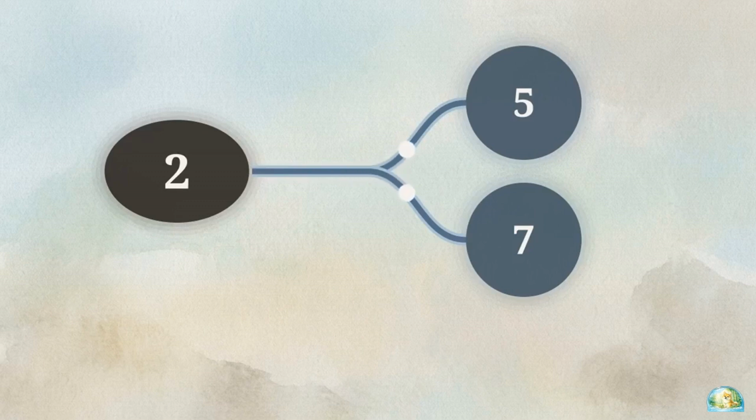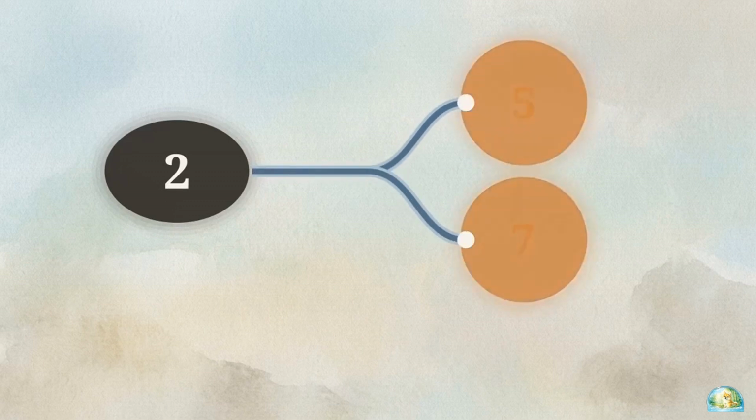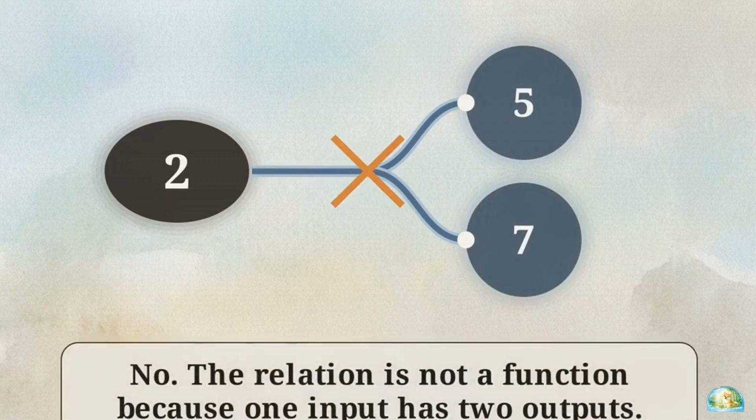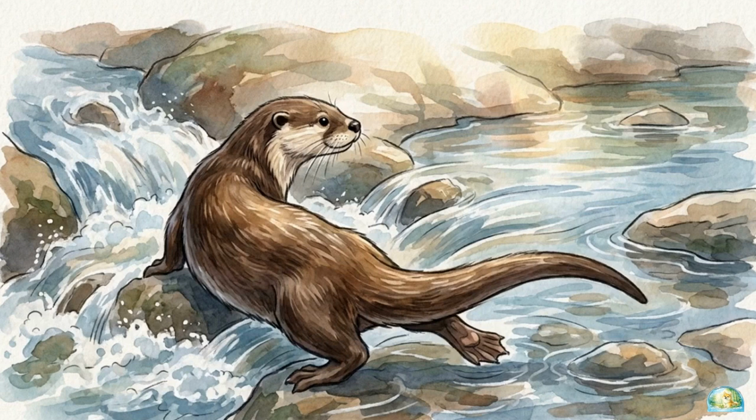A function gives each input exactly one output. This breaks the definition. No, the relation is not a function because one input has two outputs. Identifying a broken rule instantly disqualifies a mathematical relationship, just like a split path traps the otter.